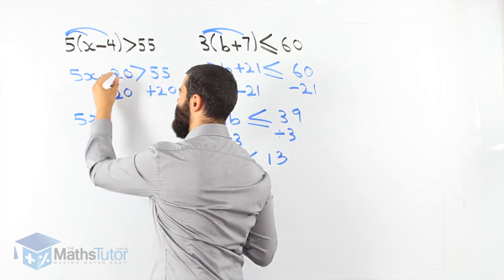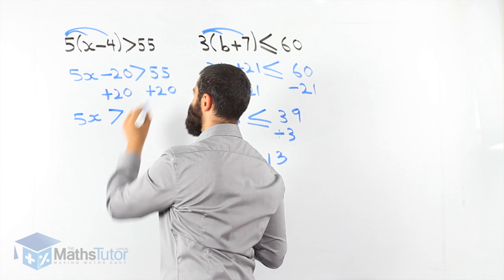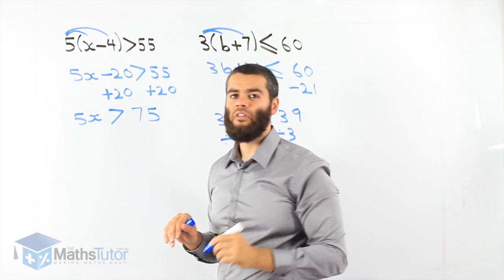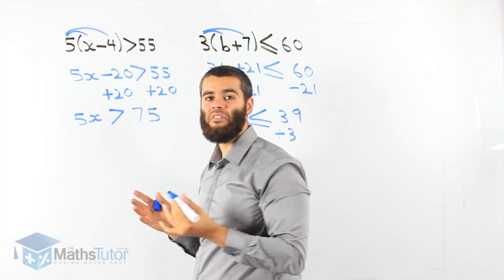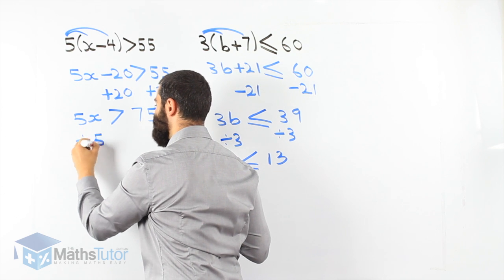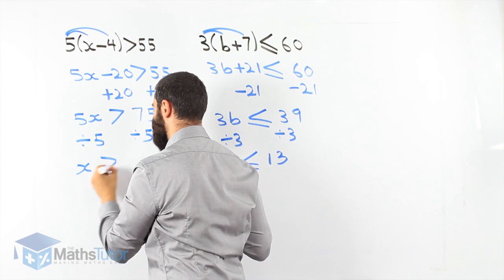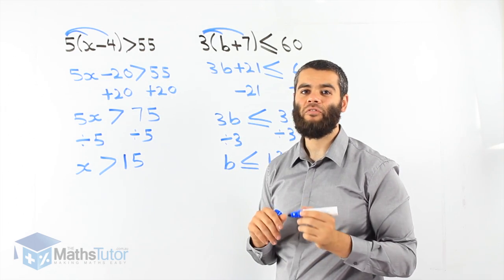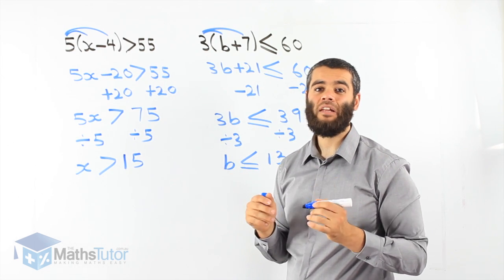5x is left because minus 20 plus 20 is gone. Greater than 55 plus 20, 75. So 5x is greater than 75. We know 5x is 5 times x, so divide by 5 here, divide by 5 there. x is greater than 15. So this is how to solve inequations. They are, again, similar to equations.